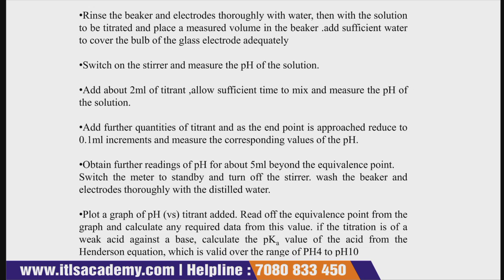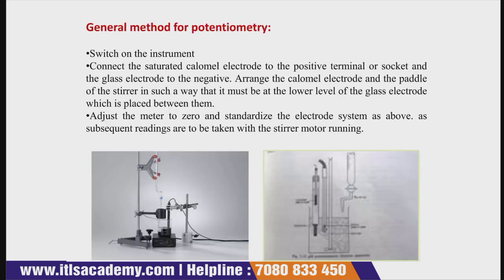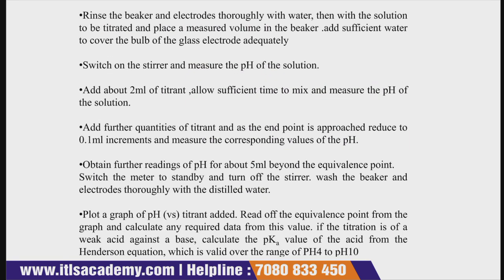Now you have to switch on the stirrer again and measure the pH of the solution. There is a switch, you have to switch on the stirrer, and this is the stirrer. And after that, as you can see the black one, you have to note down the pH of the solution. Then you have to add 2 ml of titrant. The process that you perform for the titration is done here in the same way: you add 2 ml of the titrant.